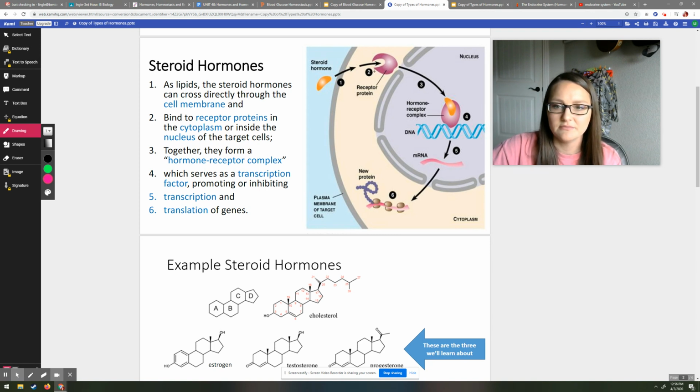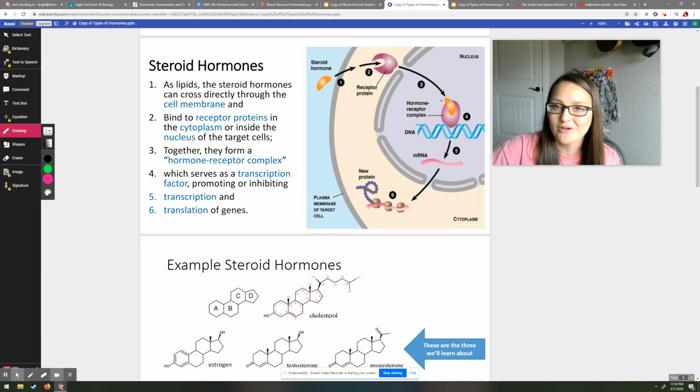And these receptor proteins are going to be inside of the cytoplasm or inside of the nucleus of the target cells. Together, they're going to form what's called a hormone receptor complex.